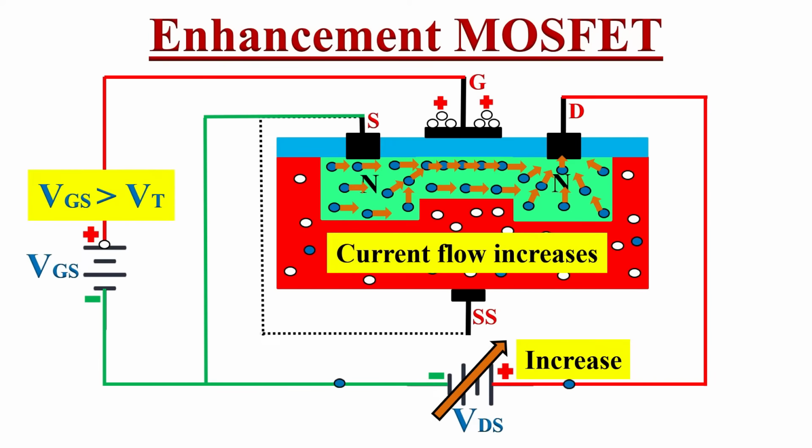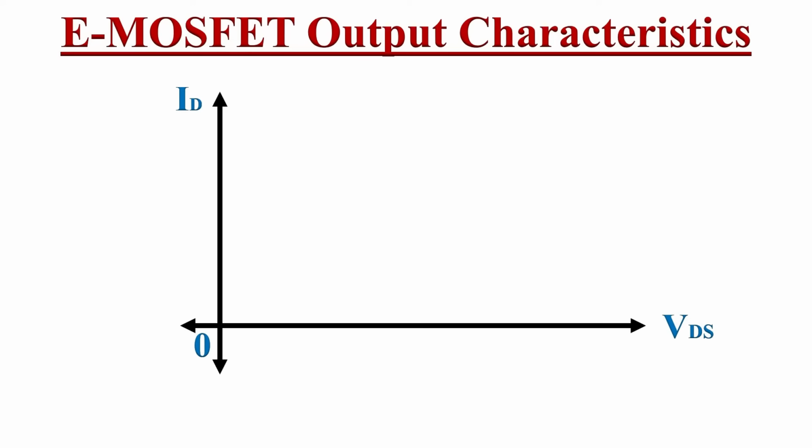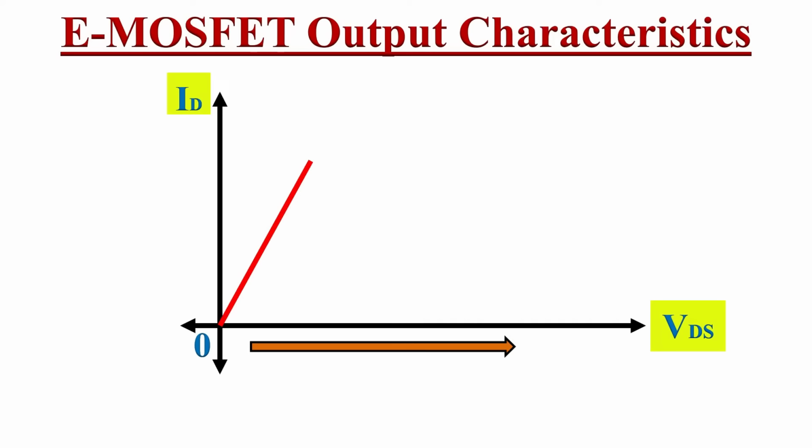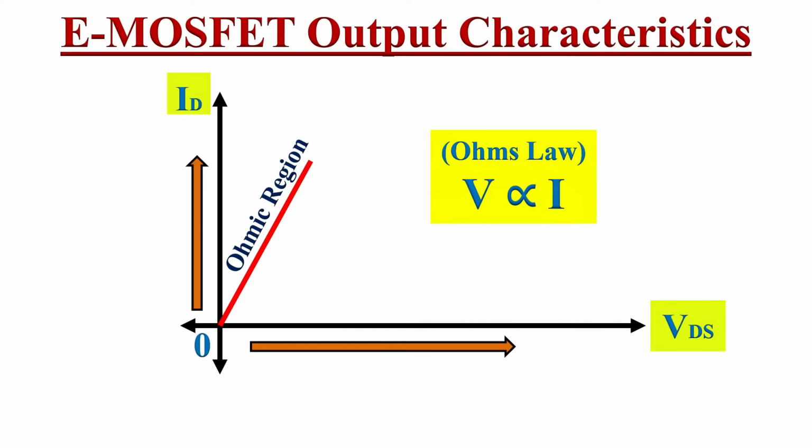If we represent the current ID versus VDS in a graph, ID on the x-axis and VDS on the y-axis, initially it will look like a straight line because as we increase the drain to source voltage VDS, the drain current ID will also increase linearly. Now the MOSFET is in the ohmic region or linear region because it follows Ohm's law. That is, as the voltage increases, the current increases linearly.